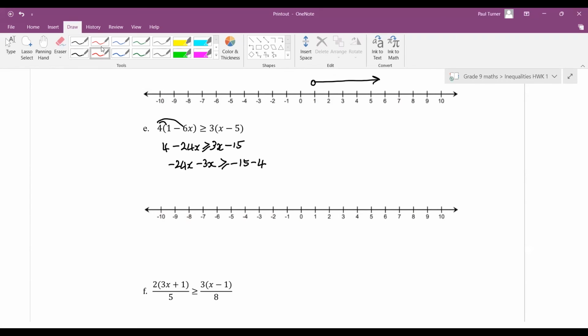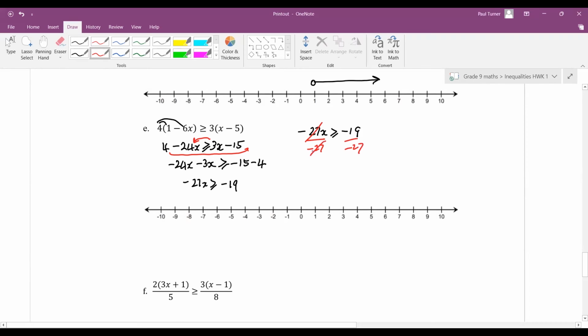So I'm basically just moving things around. So put your 3x on the other side, then change the sign, and then put your 4 on the other side and change the sign as well. So this will give you -27x is greater than or equal to -19. Sorry, -19. Like that. Let's write that again. So -27x is greater than or equal to -19. So now we need to divide by -27.